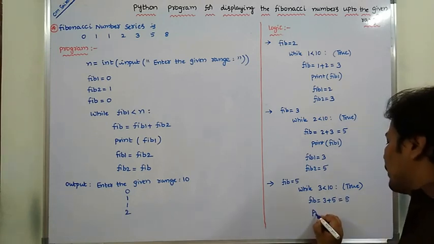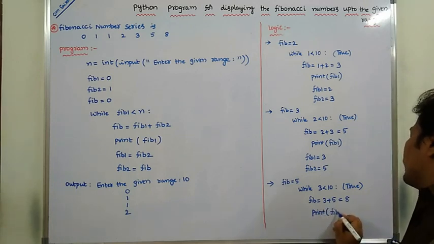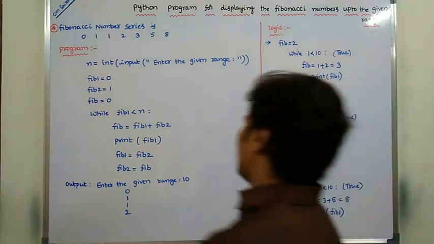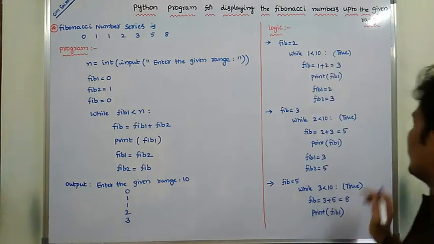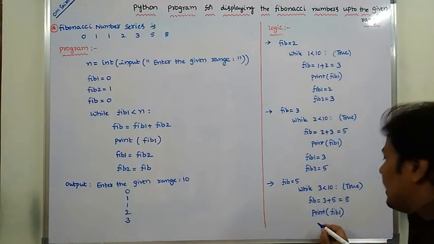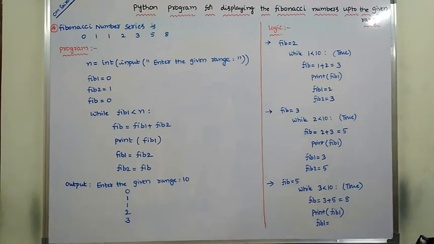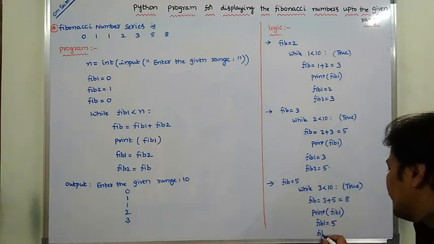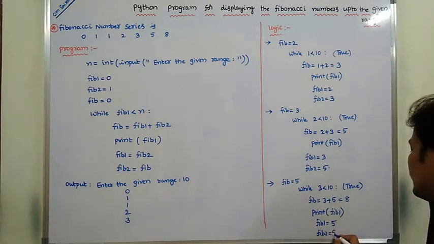Okay. Next, print of Fib1. What is the Fib1 value? Fib1 value is 3. Please see the previous step. So that is executed. Next one is Fib1 is equal to Fib2. What is the Fib2 value? Fib2 value is 5. And Fib2 is equal to Fib. Fib value is 8.